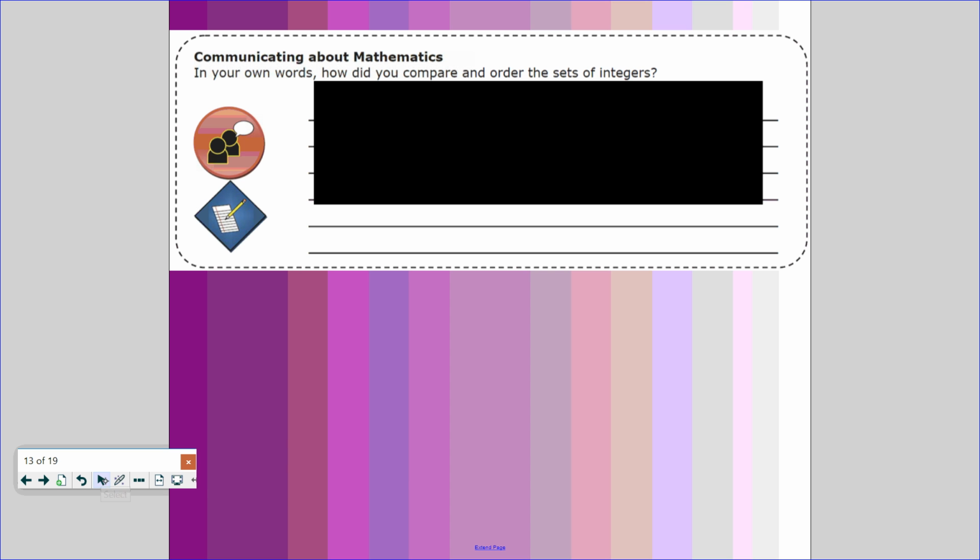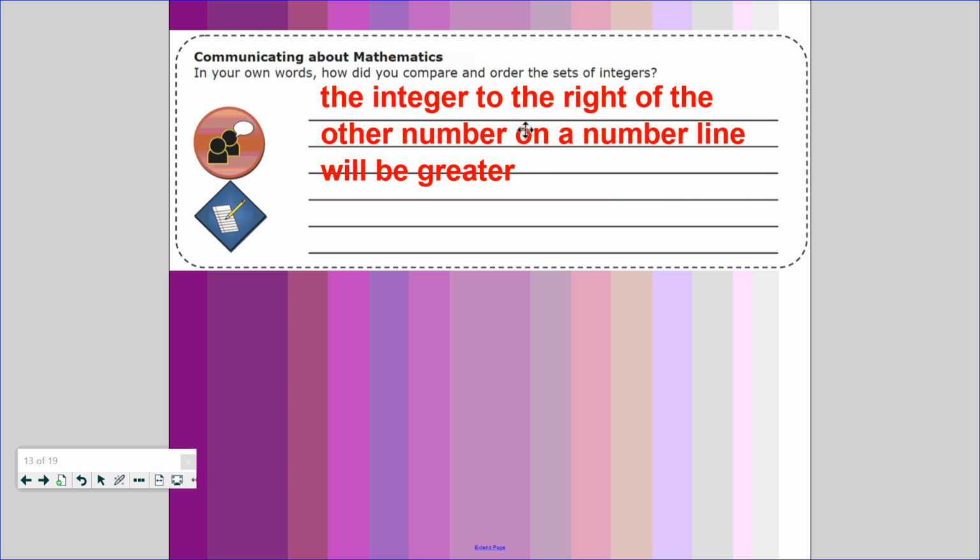So in this lesson, in your own words, how did you compare and order the set of numbers? What did you do? I drew a number line. It helped me out. The integer to the right of the other number on the number line will always be greater. That's how you know it. And that's the study of compare and order integers.